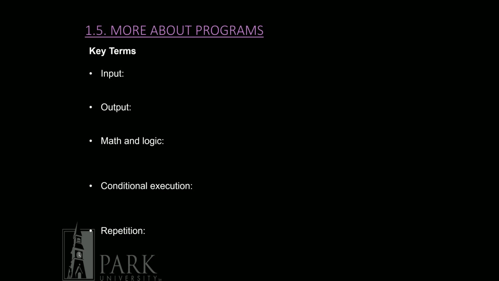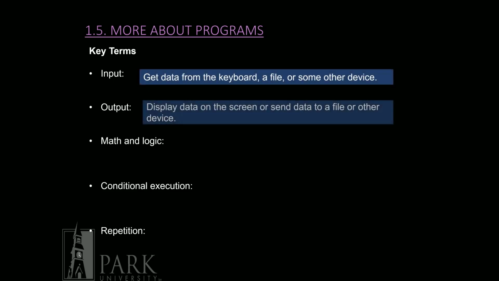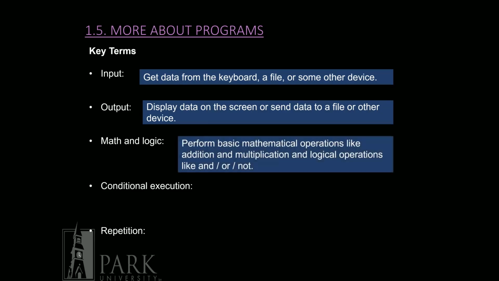The first one is going to be input. And basically, that's just getting information from either the keyboard, a file, or some other device. Output, on the other hand, is sending information to the screen or sending it to a file or some other device. We're also going to talk about math and logic. And in this, we're just going to be doing basic mathematical operations. You saw me do an example of adding A and B together in the previous slide. We're also going to be using logical operations like and, or, and not.